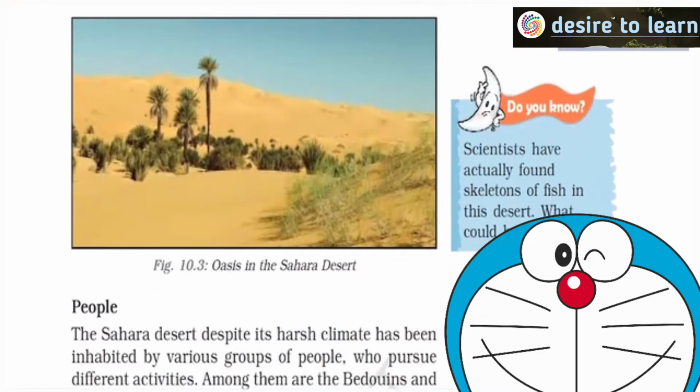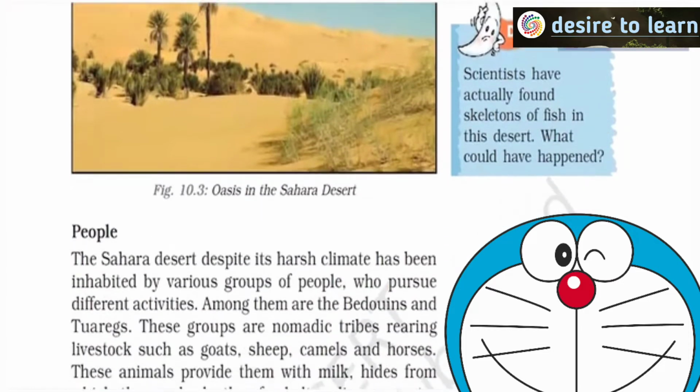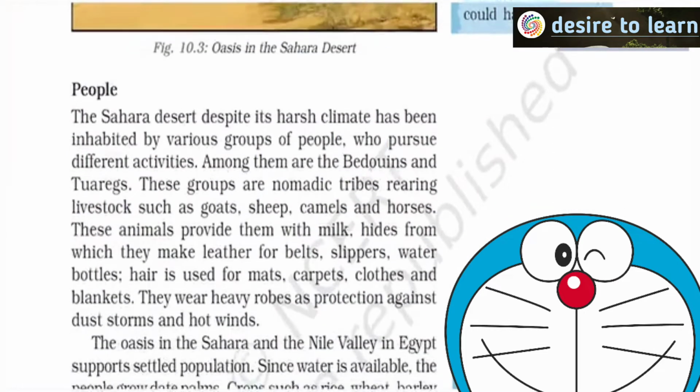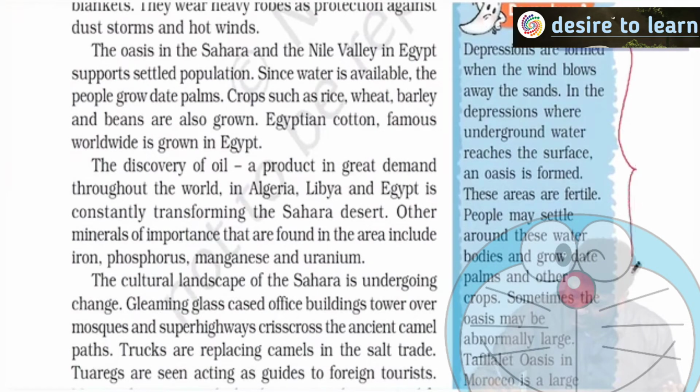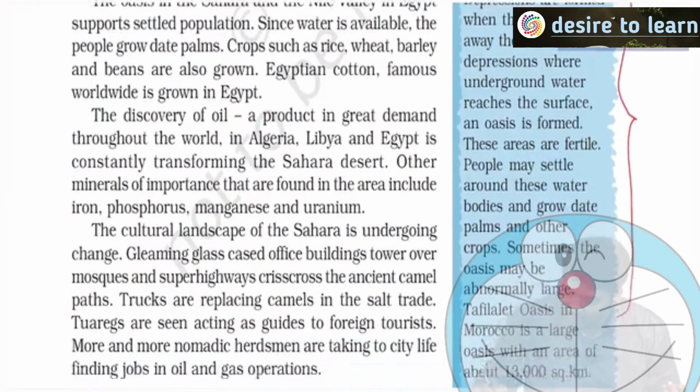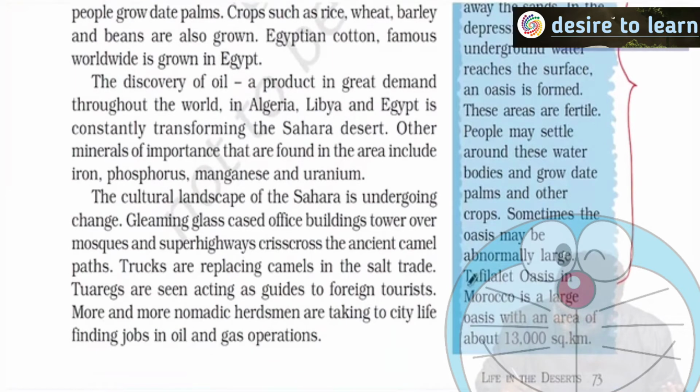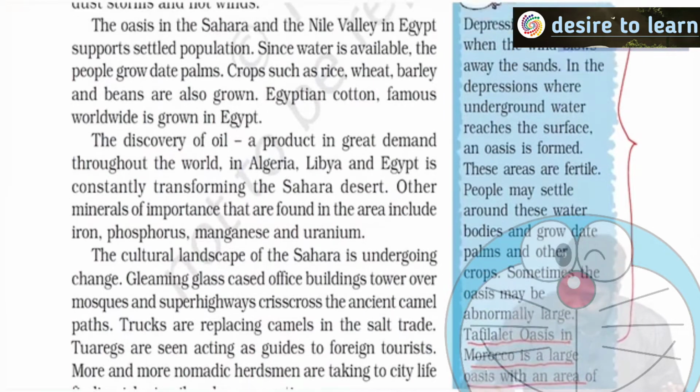Then, oasis, again, you may be aware, I'll give you a factual information. Just see what exactly this is. If they give you in 100 words, you should be able to know. This is more important. Tafilalet Oasis in Morocco is a large oasis with an area of about 13,000 square kilometers. What exactly is it?